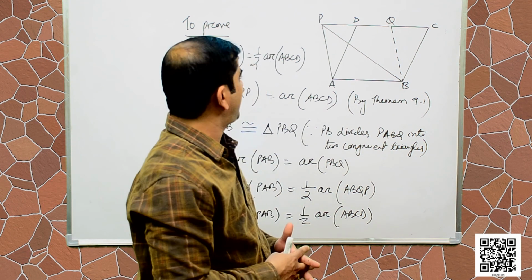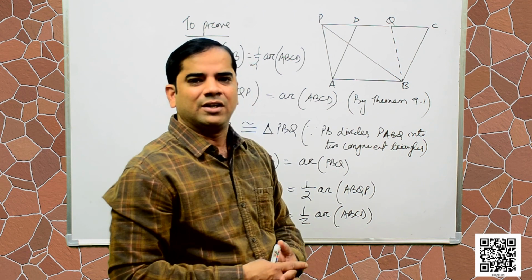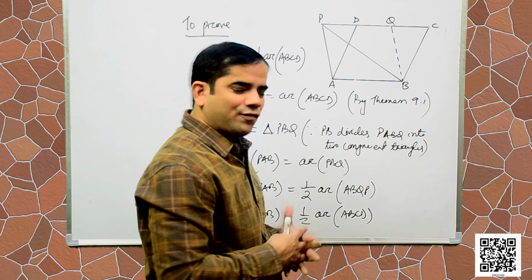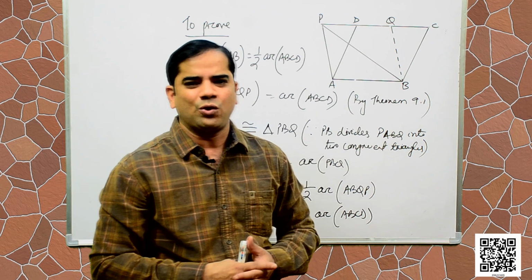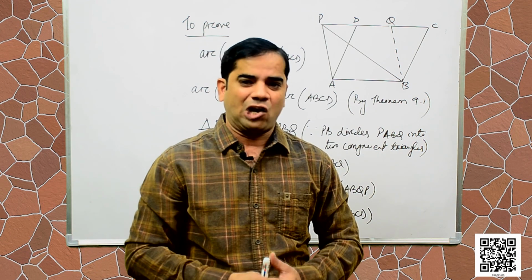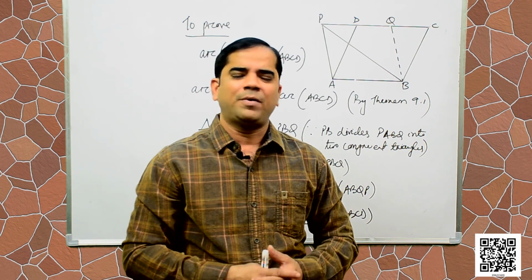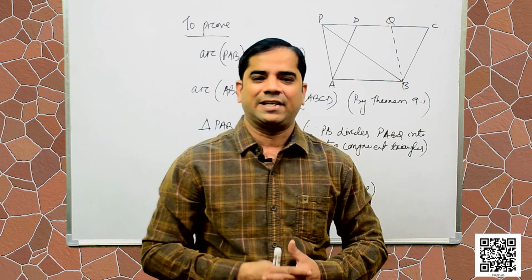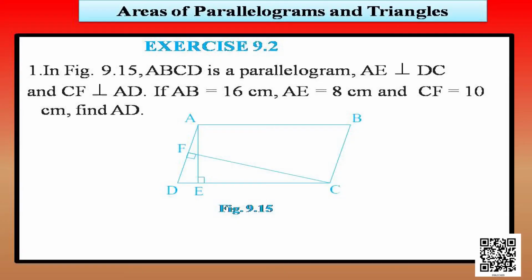Okay. In this way we have found out that area of triangle PAB is equal to half of area of parallelogram ABCD. Hope you have understood this example. Students, let us now discuss exercise 9.2.